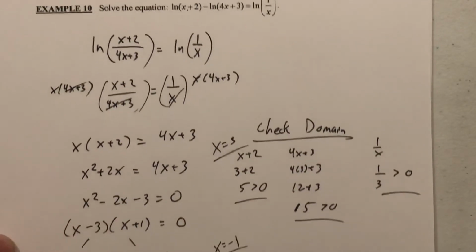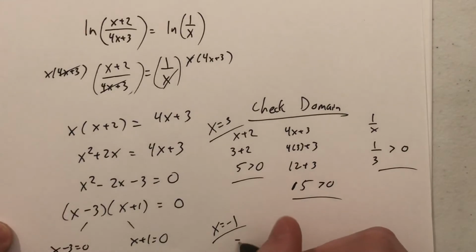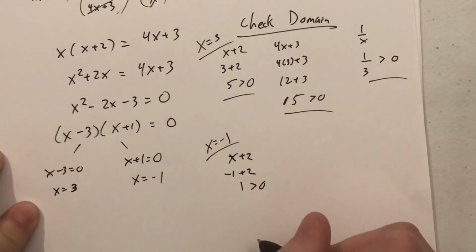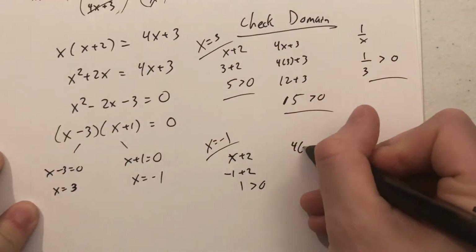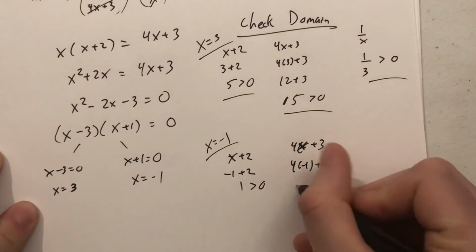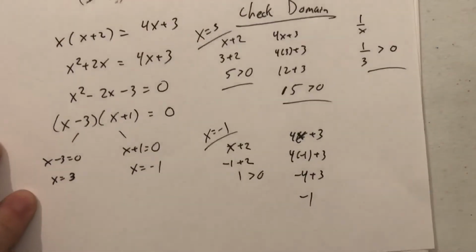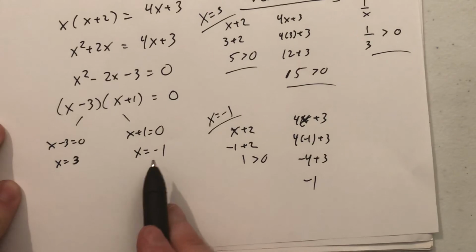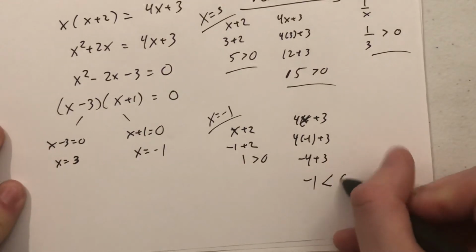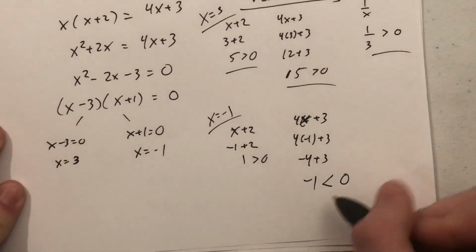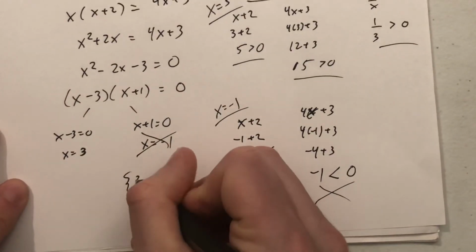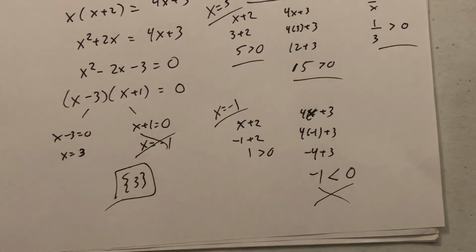Checking x equals negative 1. We're going to have the first one, the x plus 2 will be negative 1 plus 2, which is 1, but that's okay. 4 times x plus 3, the next logarithm will be 4 times negative 1 plus 3. Negative 4 plus 3, which is negative 1. So notice it's not just the case that it's negative that immediately causes the issue, but if it causes what's inside the logarithm to be negative or 0, that's the issue. Right there, that tells me we can't have that, tells me we can't have that, tells me 3 is the only solution.